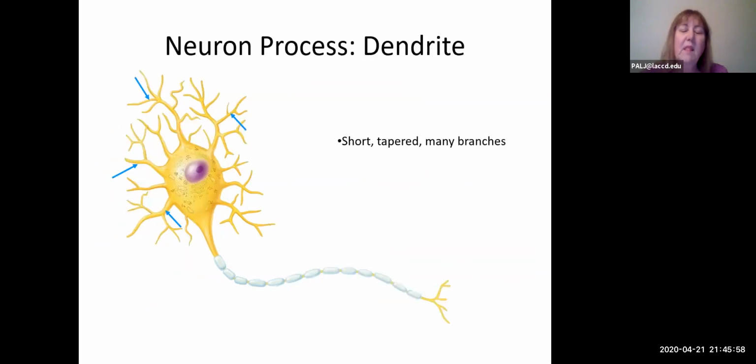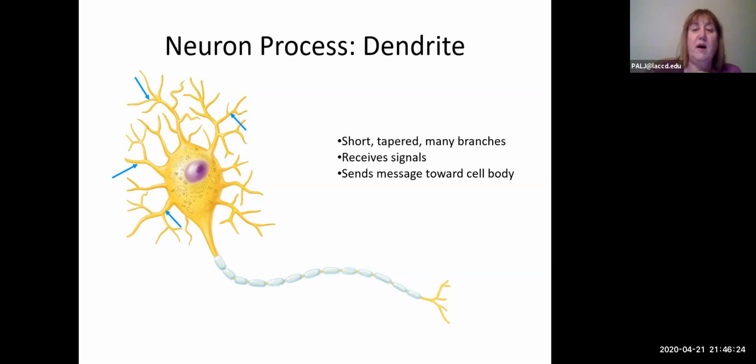Extending from the surface of the cell body are multiple structures, 100, 1,000 of them, each of which is called a dendrite. They look like all these branches coming off of the central tree area because they taper down. In fact, they are bringing messages towards that central cell body. So they receive a lot of the signals coming into the neuron, and they send all the messages towards the cell body.